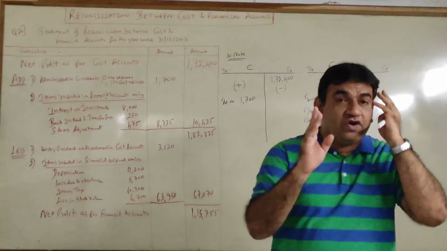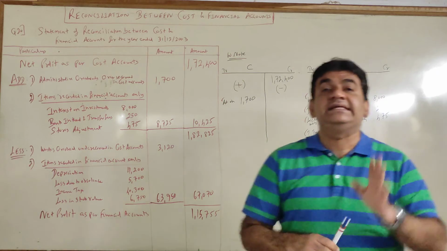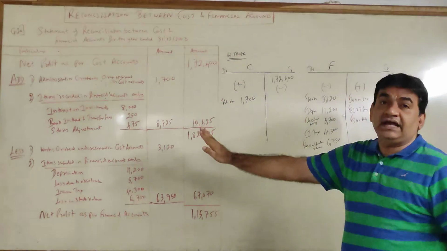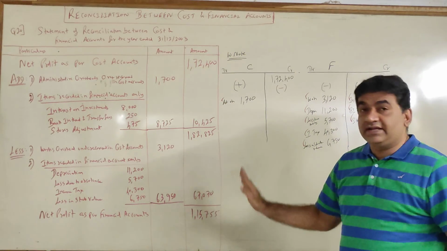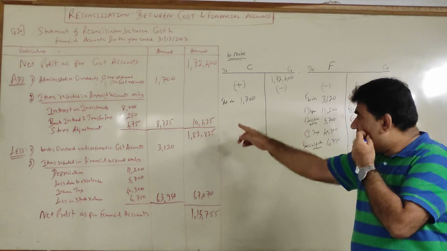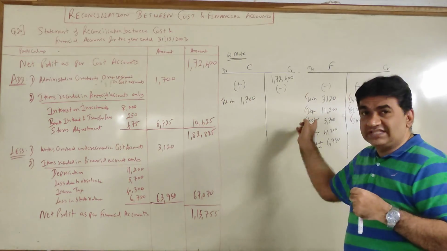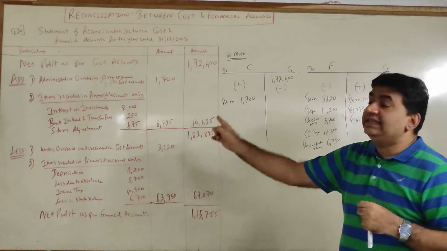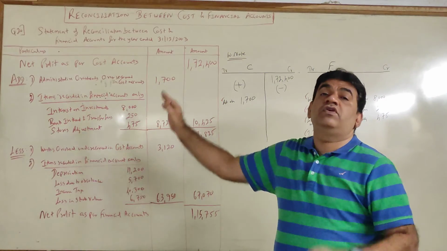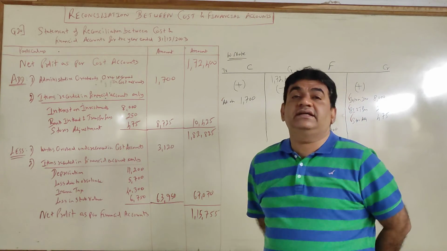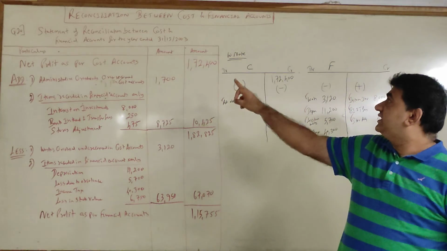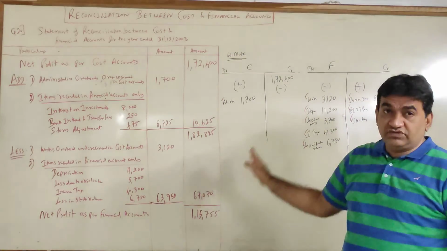Now the reason, if you have followed the full session properly, it is always advisable to do this first and then you can apply the logic and understand. Because otherwise that will take a bit of time. So solve the sum as per this criteria and then apply the logic. There's a logic that I explained to you for adding and deducting the items. So this was the first sum, reconciliation between cost and financial accounts.